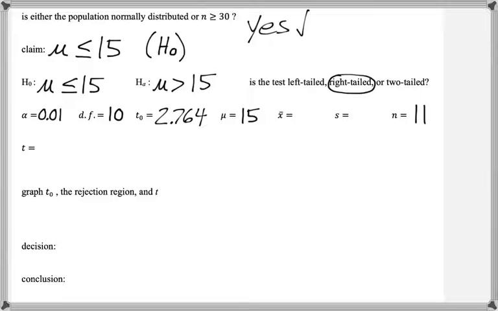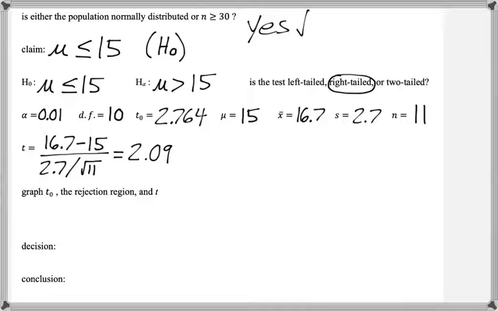Mu is equal to 15. X bar is 16.7. S is 2.7. Next, let's calculate t. That's 16.7 minus 15 over 2.7 divided by the square root of 11. And rounded to 2 places, that's 2.09.